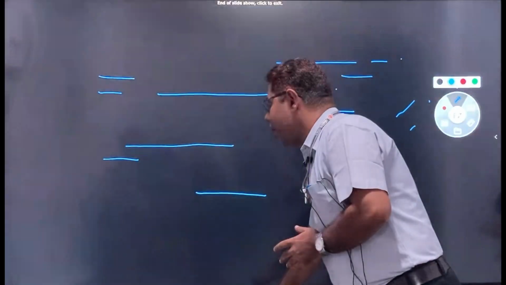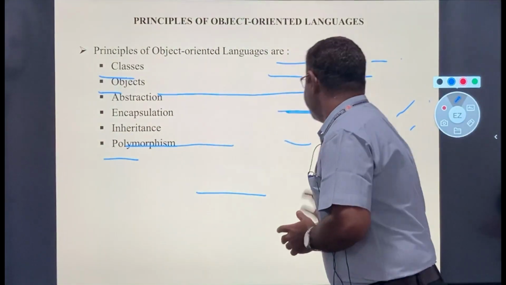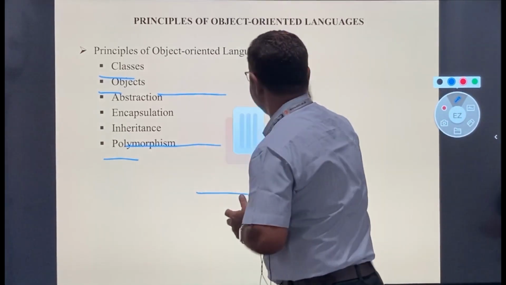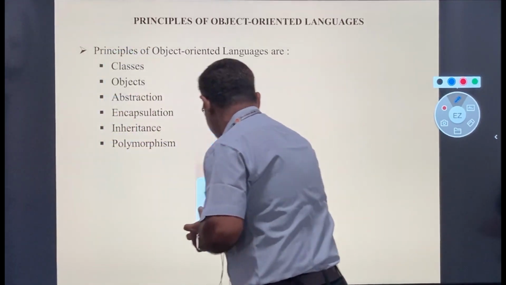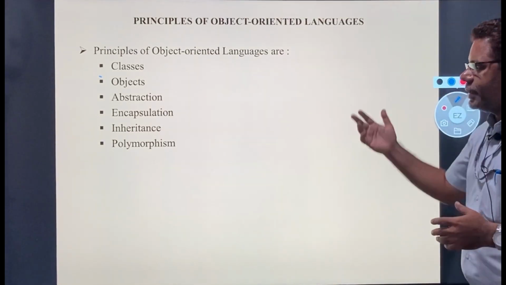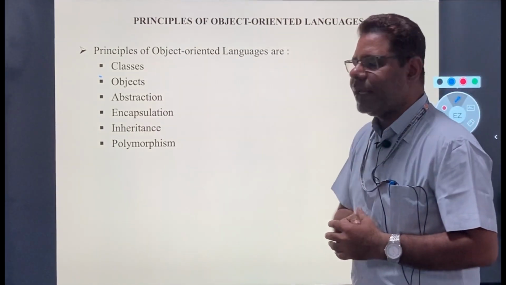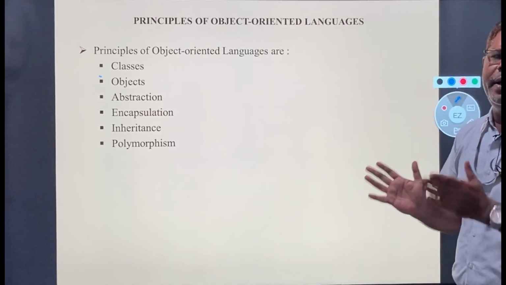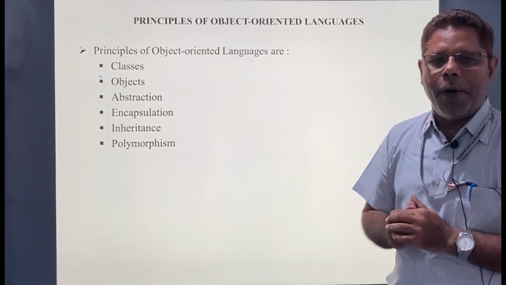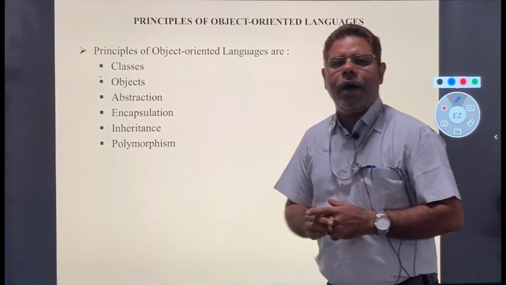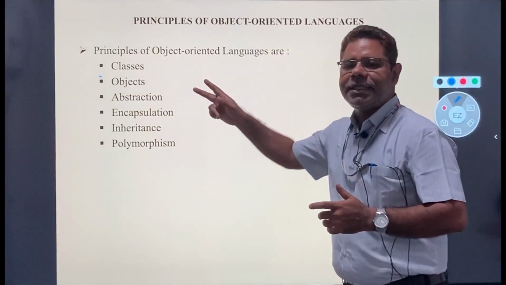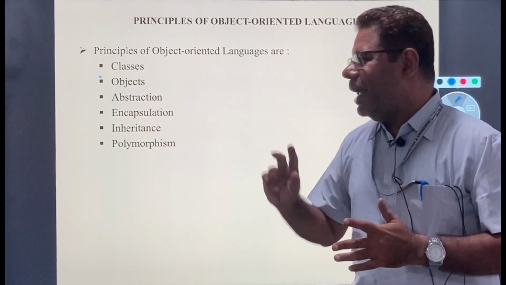So totally, the principles of object oriented programming are classes, objects, abstraction, encapsulation, inheritance, and polymorphism. I will give the overall idea. What is a class? A class is a blueprint to create an object. Next, what is an object? Once we create a class, we can create any number of objects. So classes and objects are both interlinked.